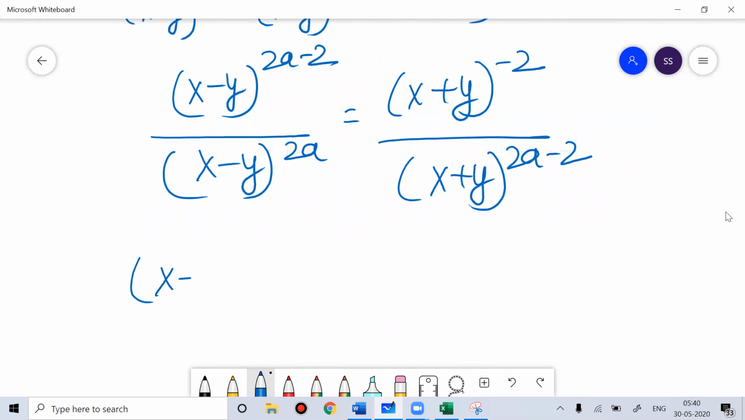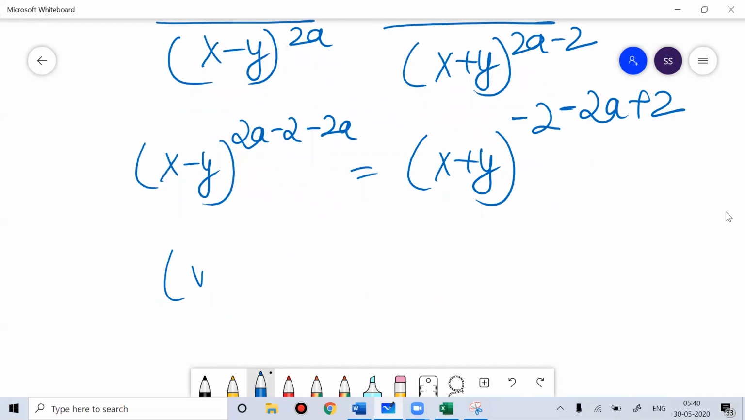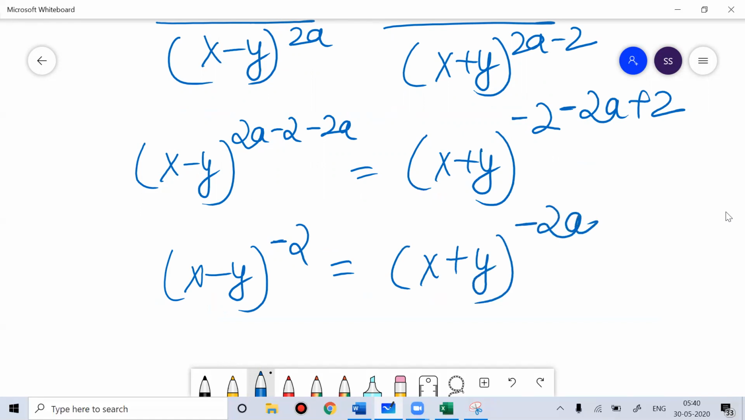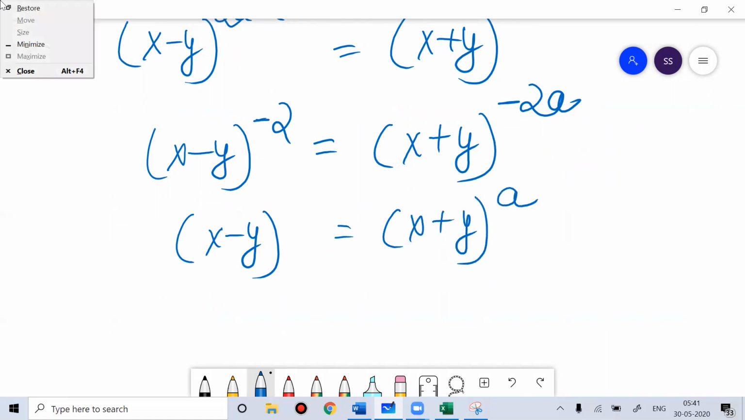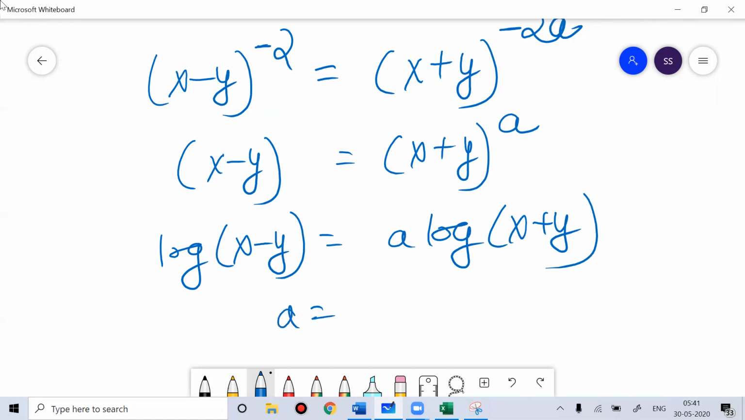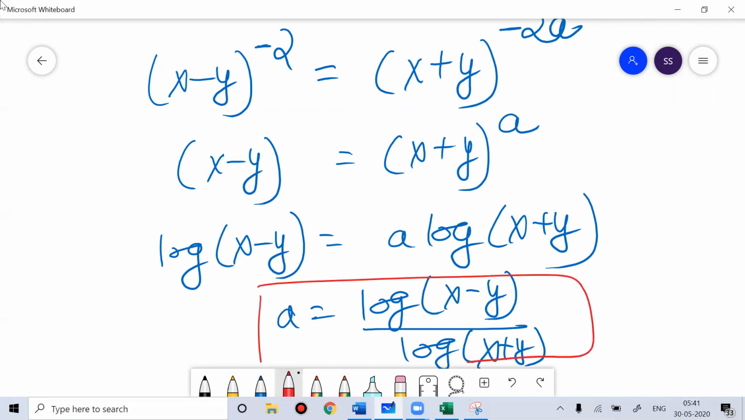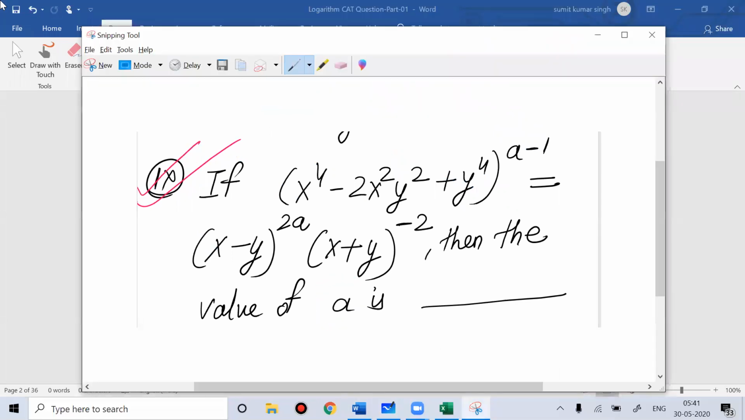This will give you x minus y to the power 2a minus 2 minus 2a is equal to x plus y to the power minus 2 minus 2a plus 2. So this will give you x minus y to the power minus 2 is equal to x plus y to the power minus 2a. So this will give you x minus y is equal to x plus y to the power a. So if I want the value in terms of a, if I take log on both sides, log of x minus y is equal to a log of x plus y. If I ask you what is the value of a, the value of a is log of x minus y by log of x plus y. That is your answer. I believe they ask you this only, find the value of a, and this would be the value of a.